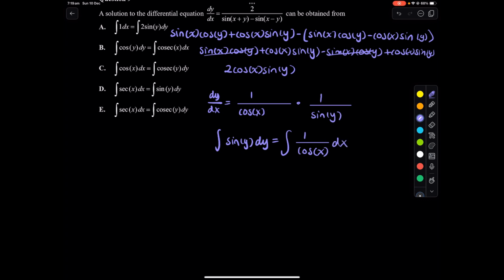Which one would look like that? And we have to have a sine y. So this one has a sine y, and it's secant, which is, yes, 1 over cos of x. So it looks like D is your answer for that one.